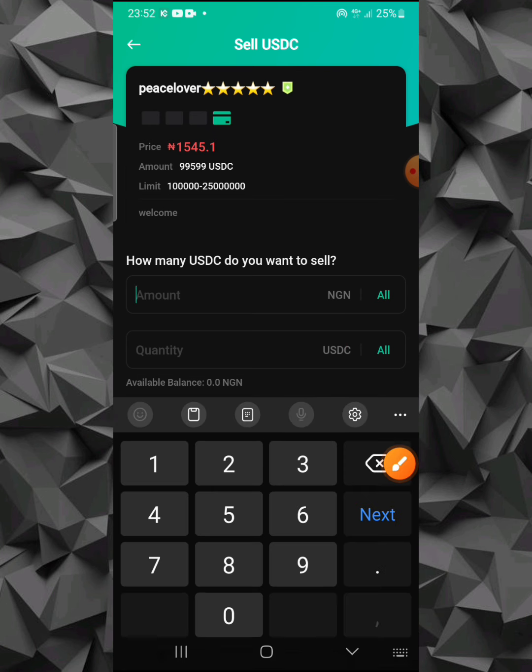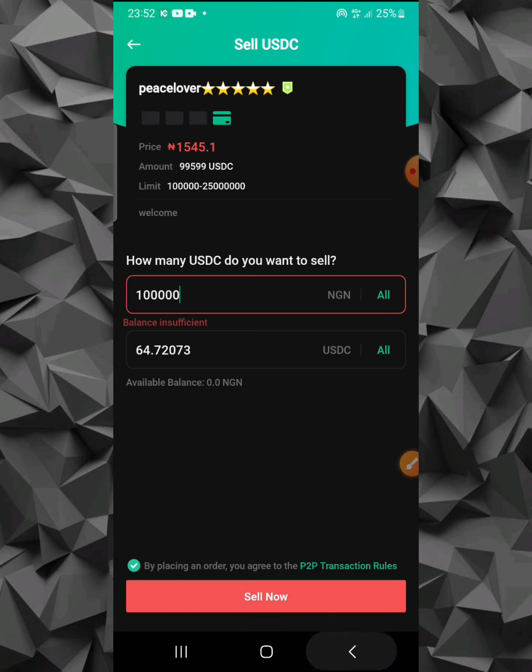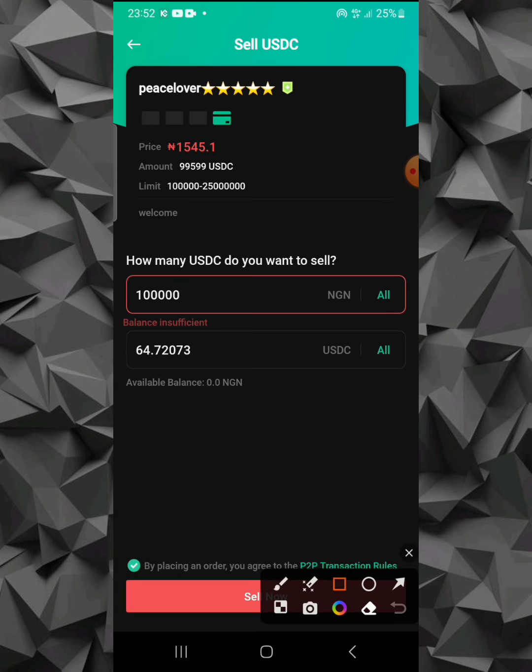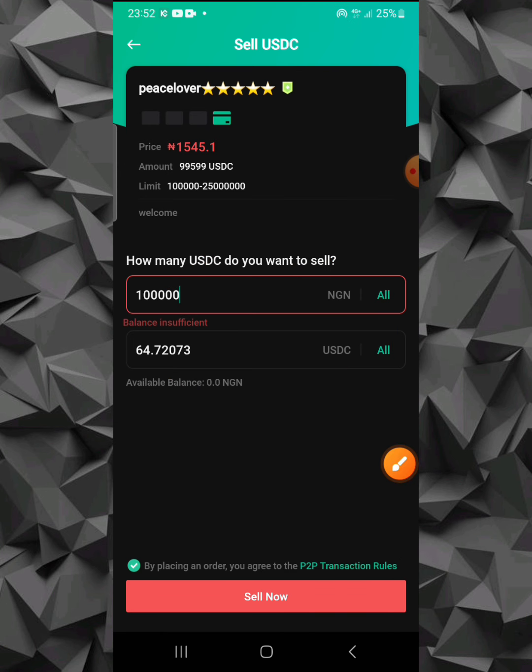Let me just go ahead and fix 100,000 naira. So let's see the value you'll be getting. Okay, so you guys can see you'll be getting a total of 64 USDC for 100,000 naira. Take note, guys, you are receiving 64 USDC for 100,000 naira. Okay, now this is the 4.72 USDC.